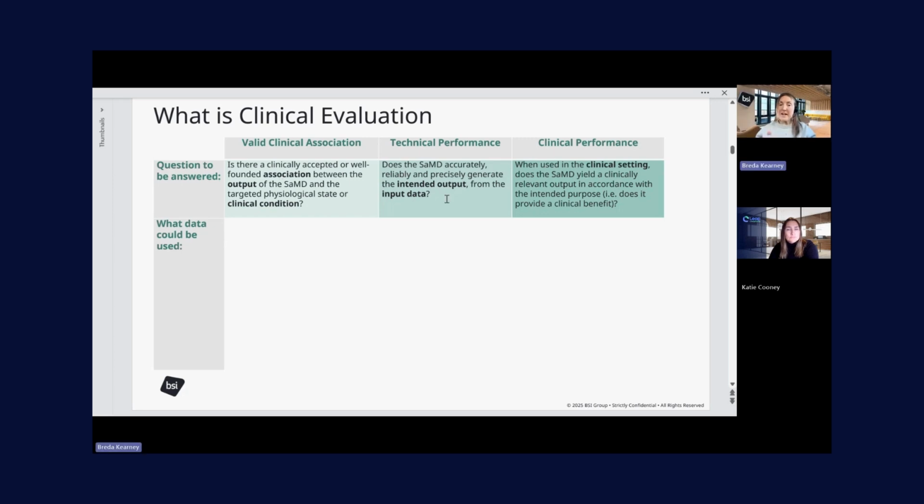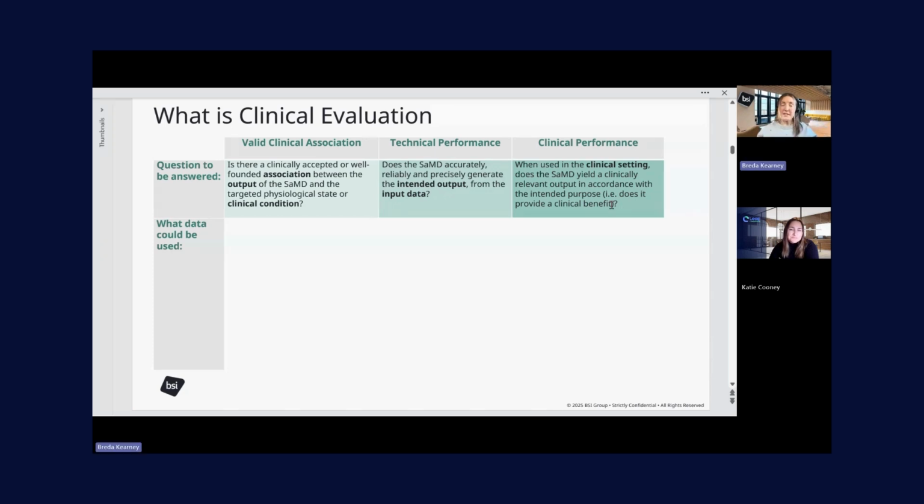Technical performance then asks, does this device accurately, reliably, and precisely generate the intended output from the input data? So I put data in, can I reliably, predictably generate the output? And then clinical performance is, I take the software, I put it into the hands of the clinician or whoever's meant to be using it in the clinical setting, it's used as intended, and does it yield a clinically relevant output? So does it actually provide a clinical benefit?